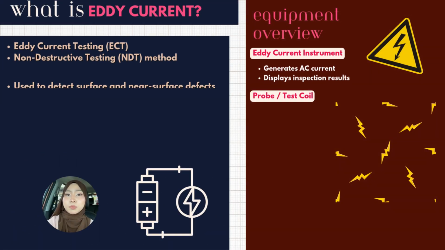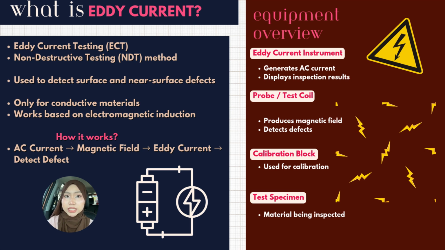So now I will explain about eddy current testing or ECT. Eddy current testing is a non-destructive testing method used to detect surface and near-surface defects in conductive materials. It works based on electromagnetic induction.